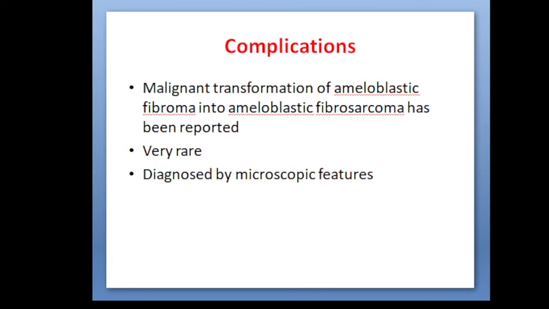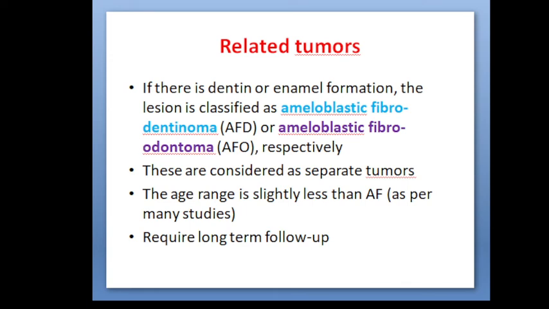It can transform into ameloblastic fibrosarcoma. Again, it is very rare, and the final diagnosis is by histopathological examination. If there is dentin or enamel formation, the lesion is classified as ameloblastic fibrodentinoma or ameloblastic fibroodontoma, respectively. Many studies indicate they are separate tumors because the age range is slightly lesser than ameloblastic fibroma. Again, these tumors require long-term follow-up because there can be chances of recurrence.